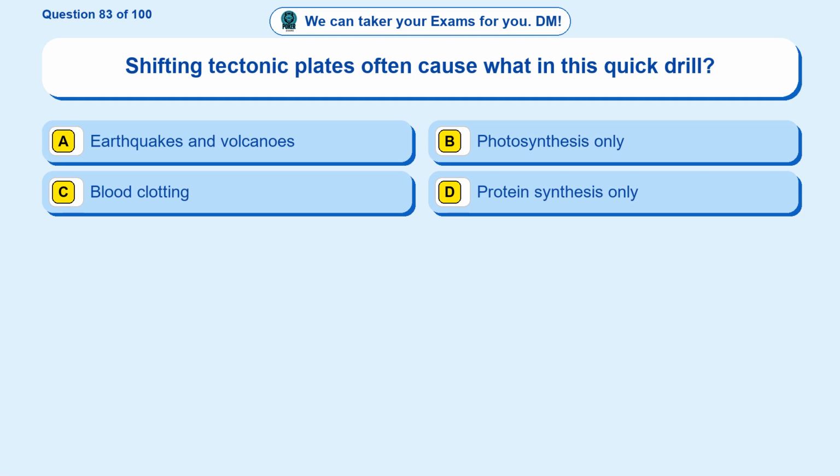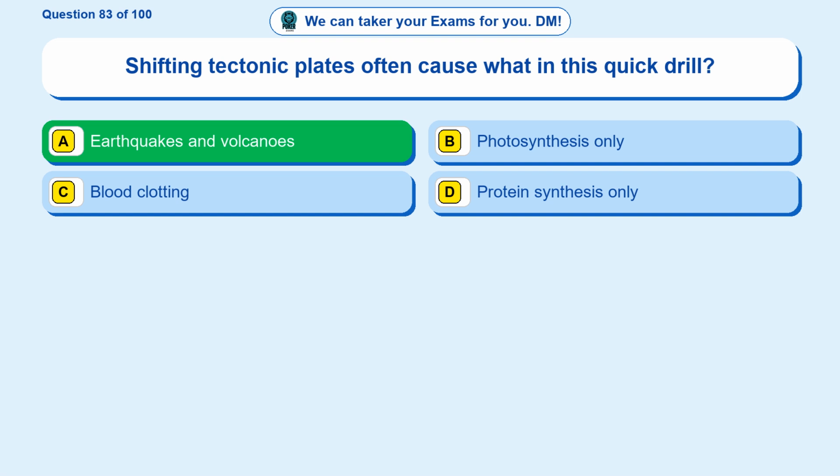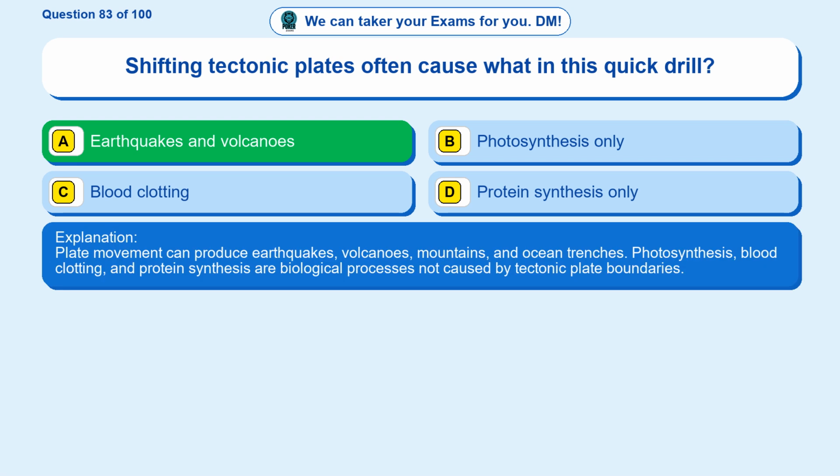Question 83. Shifting tectonic plates often cause what in this quick drill? Option A, earthquakes and volcanoes. Option B, photosynthesis only. Option C, blood clotting. Option D, protein synthesis only. The correct answer is option A. Earthquakes and volcanoes. Plate movement can produce earthquakes, volcanoes, mountains, and ocean trenches. Photosynthesis, blood clotting, and protein synthesis are biological processes not caused by tectonic plate boundaries.